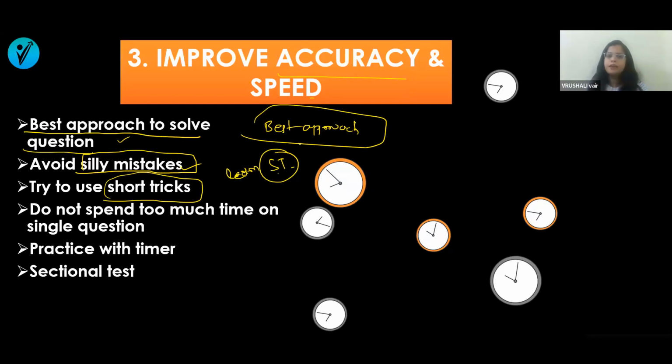It happens because in the exam, the question is easier, but at the end they add a little twist. So you solve it correctly, but at the end, whatever they have asked, we do not read it carefully and we mark the wrong answer. So you have to avoid silly mistakes.